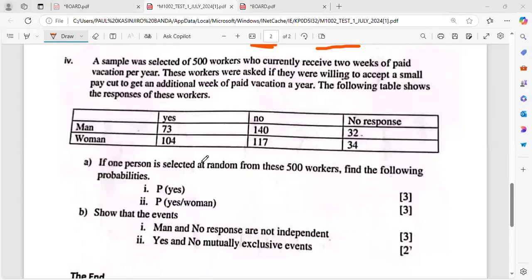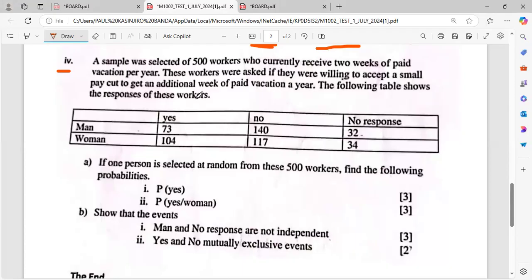Okay, now let's look at the last question on question 2. So they're saying a sample was selected of 500 workers who currently receive 2 weeks of paid vacation per year. These workers were asked if they were willing to accept a small pay cut to get an additional week of paid vacation a year.